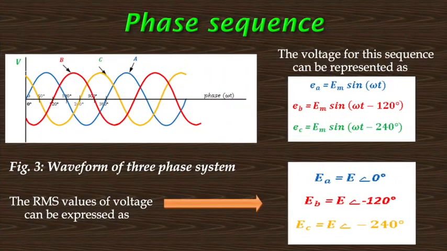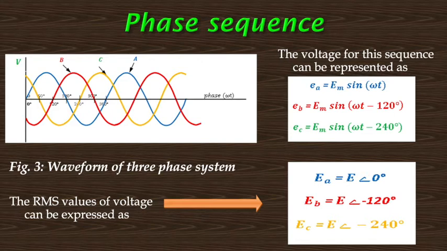Phase sequence. It is the order in which the phase voltages will attain their maximum values. From the figure, it is seen that the voltage in A phase will attain maximum value first, followed by B and C. Hence, the phase sequence is A, B, C. The phase sequence depends on the direction of rotation of the coil in the magnetic field.